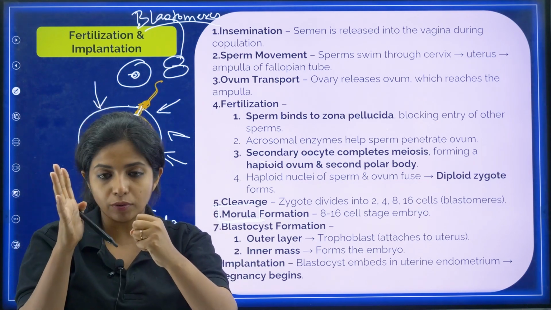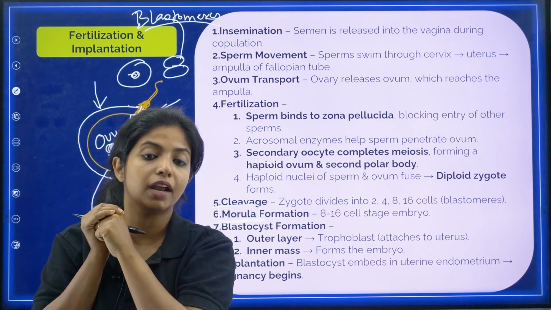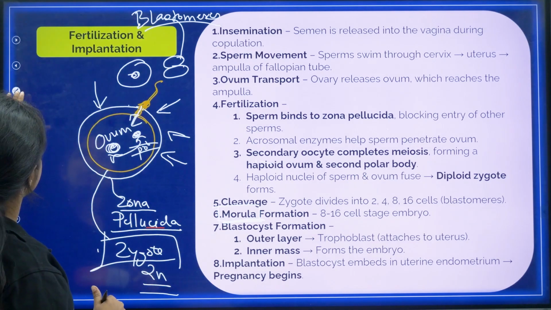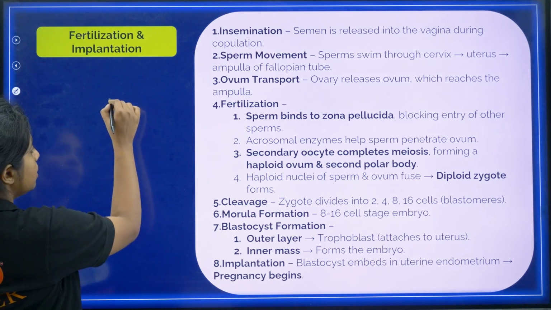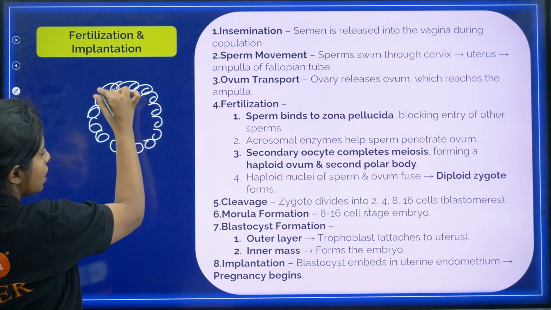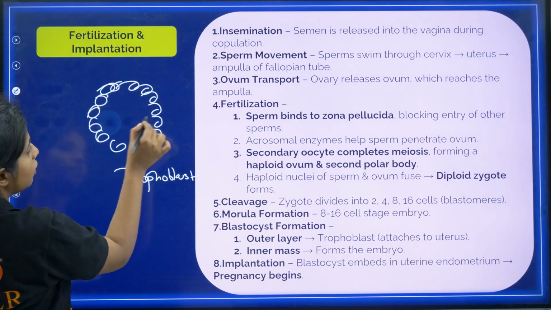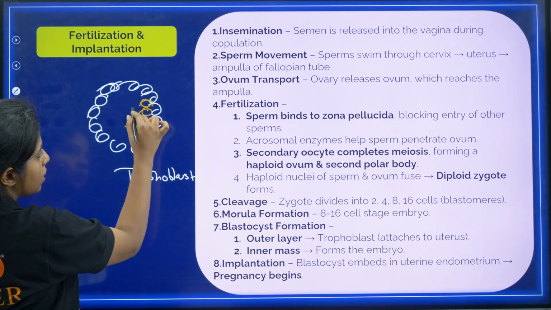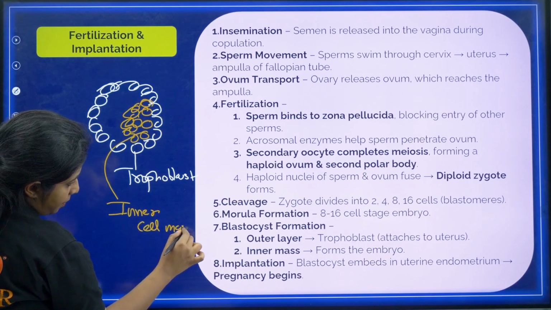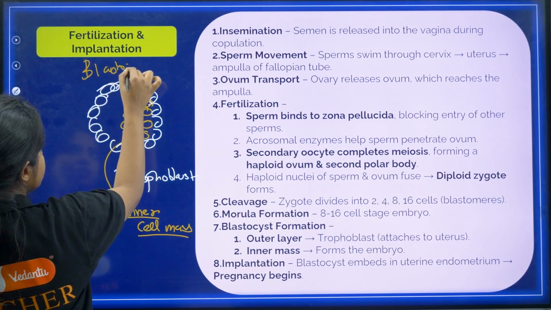Suppose this is the endometrium, and this is the embryo which is there. The stage which is going to get embedded into the endometrium is known as the blastocyst stage. In the blastocyst stage, the blastomeres arrange like this. There will be an outer layer, which is known as the trophoblast, and an inner layer, which you call the inner cell mass. This whole structure is known as the blastocyst.